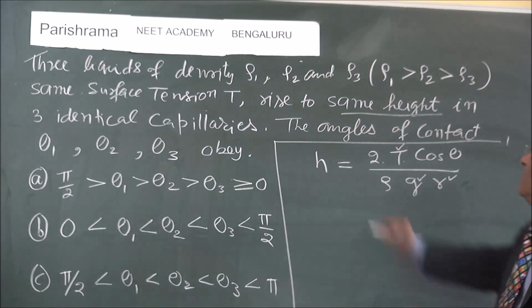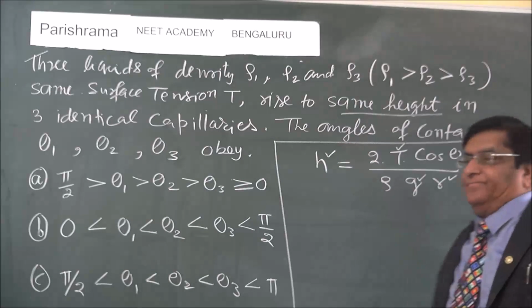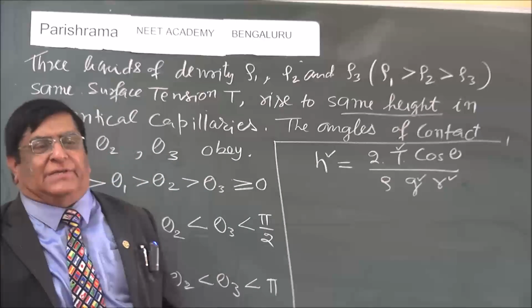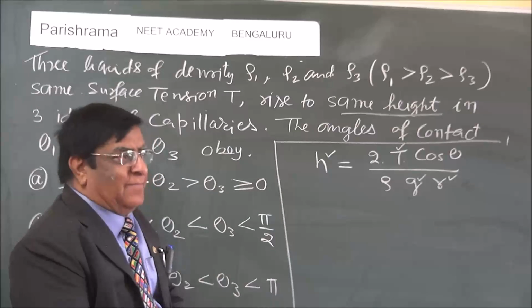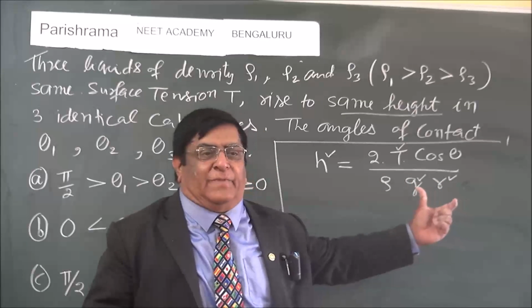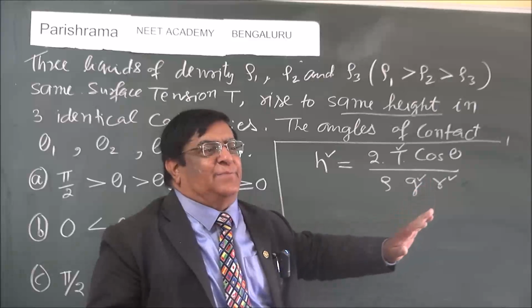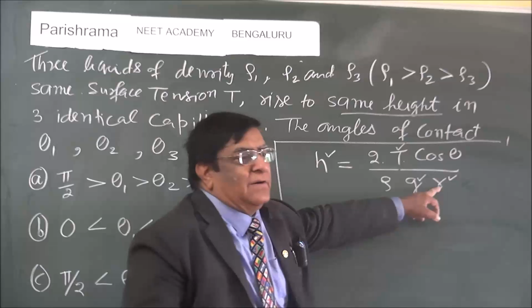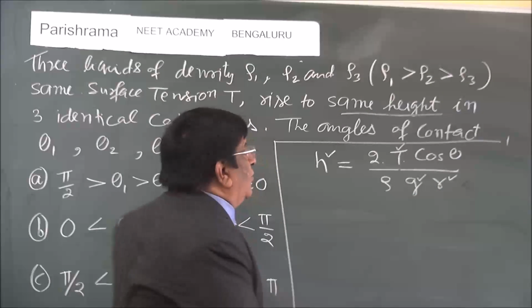G is same. Height is same. Okay, so height 1, height 2, height 3. If these three are same, then this formula for all the three will also be same. Now cancel out the same things: 2, T, G, R. If these are cancelled, what do we get?